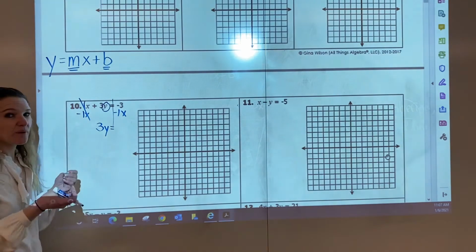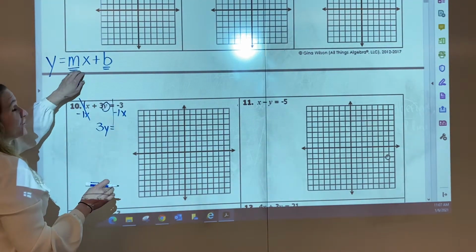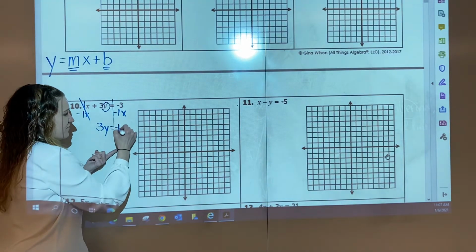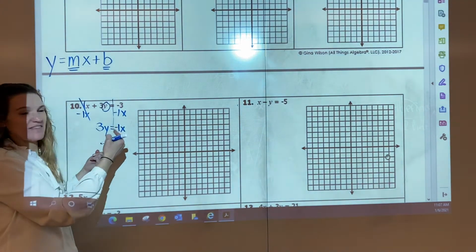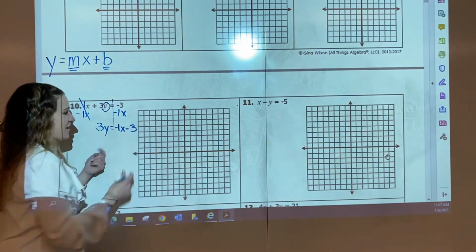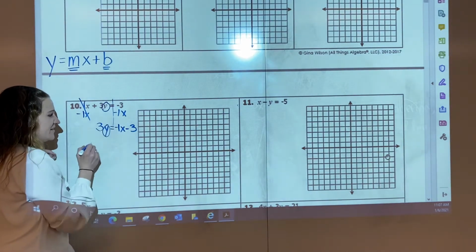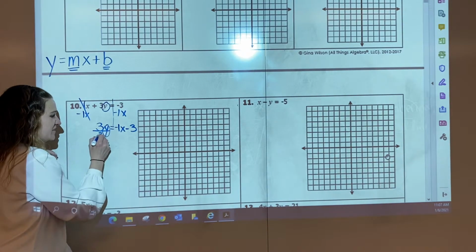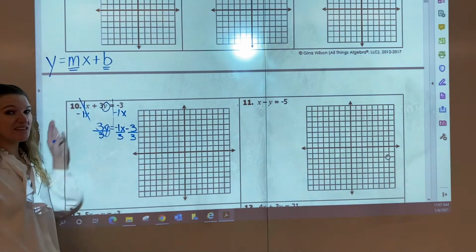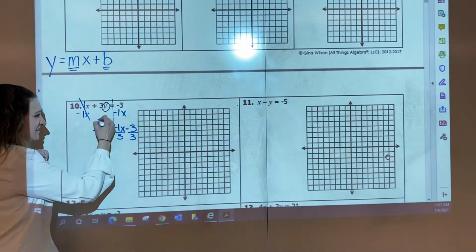Now I have to remember that to put it into slope-intercept form, I always want my x term first, because that's that slope. So I know that my negative 1x should come first. I cannot combine that with the negative 3. They're not like terms. And then I'm going to drop down my negative 3. All right, still have something attached to that y. It's a positive 3. So I'm going to divide everything by 3. Because what you do to one side of the equal sign, you do to the other side of the equal sign.